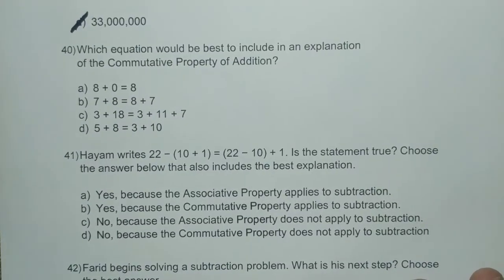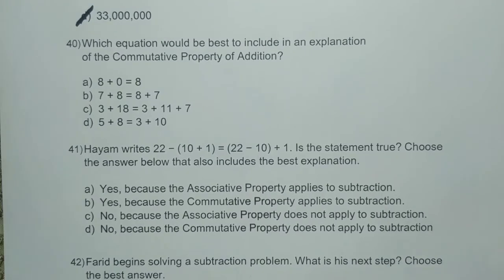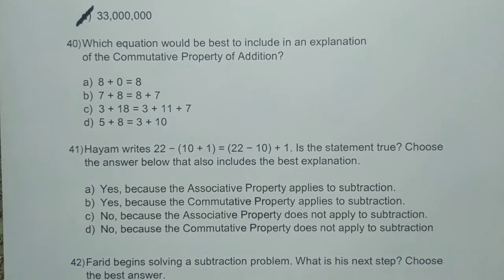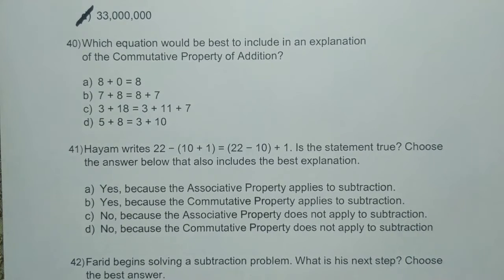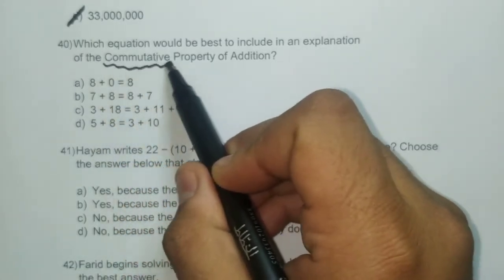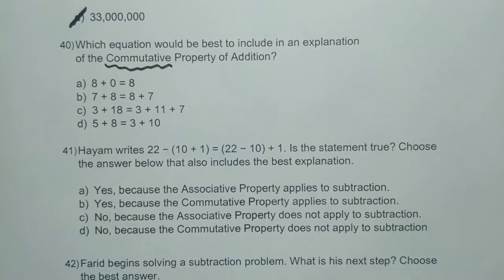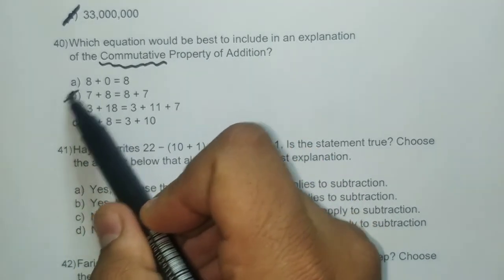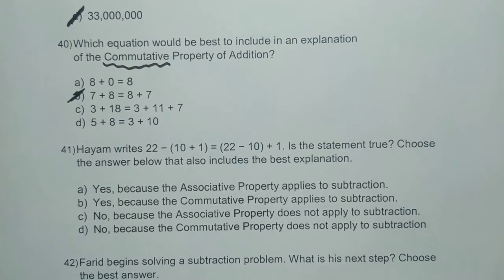Number 40. Which equation would be best included in an explanation of the commutative property? Commutative property means switching the numbers. Switching the numbers, and the answer will be number B.